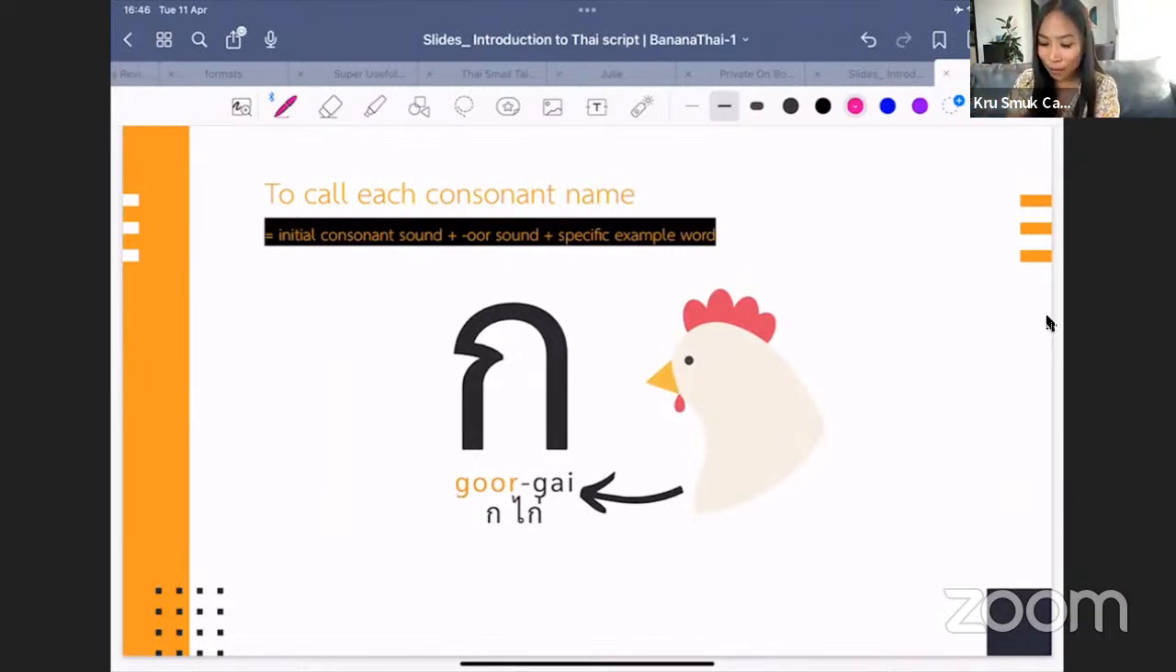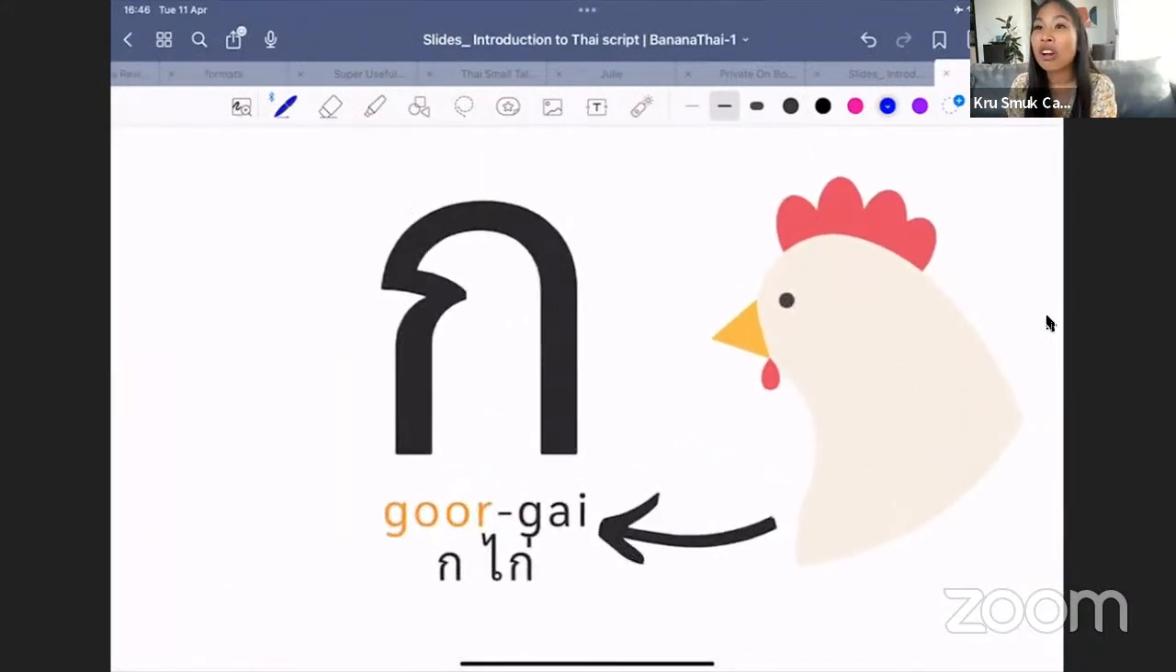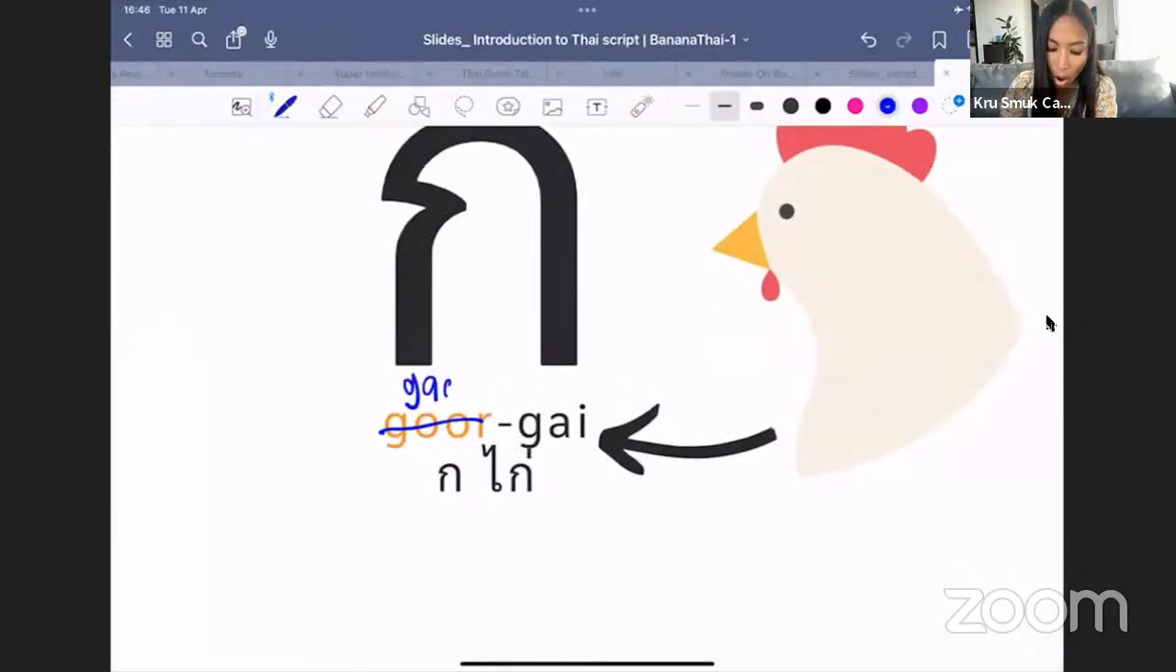So, for example, in English you have this one, right? Which is A, just A. But in Thai, the way we learn it is like A apple or A ant. It's the same way we learn Thai consonants. We always have a name and also an example word. So as you can see, this letter is called gõ gai.